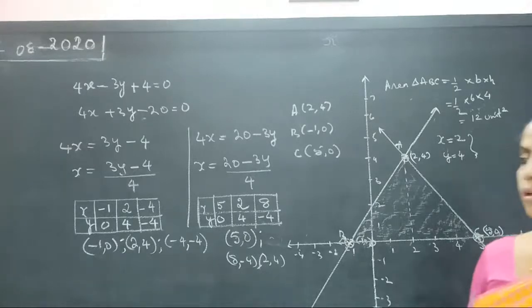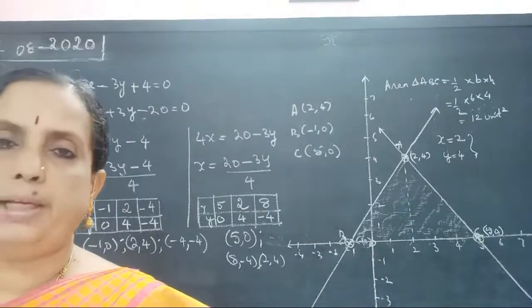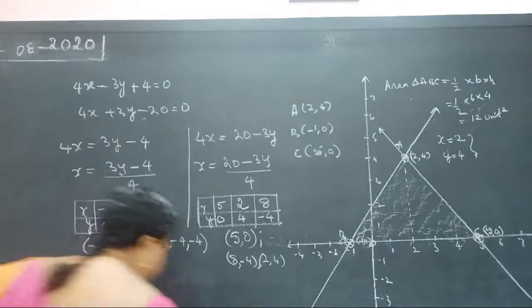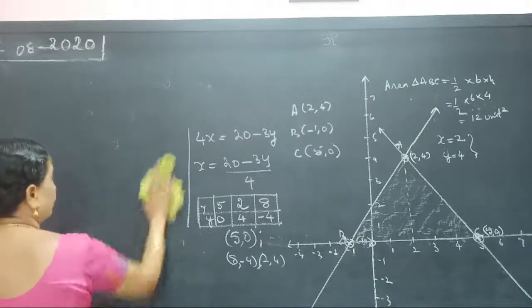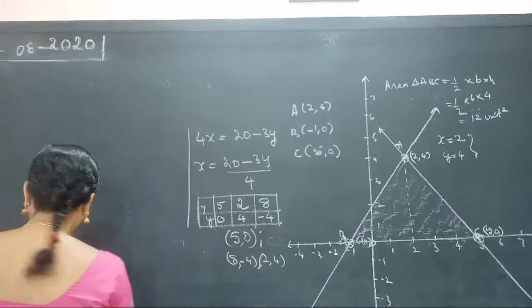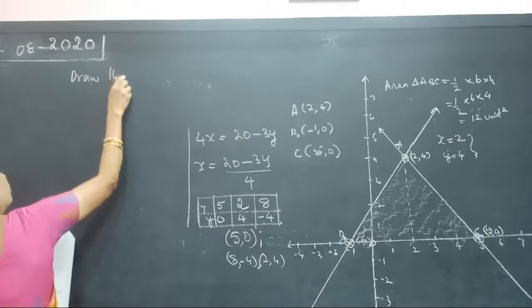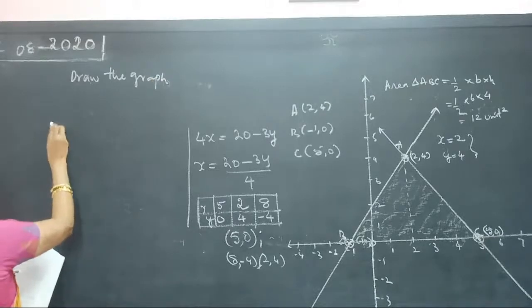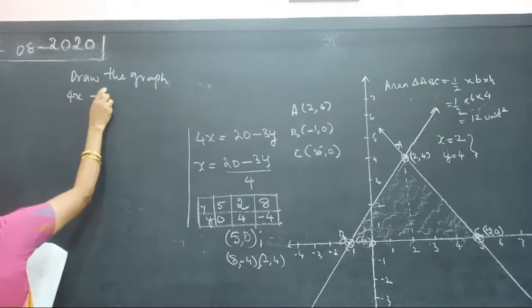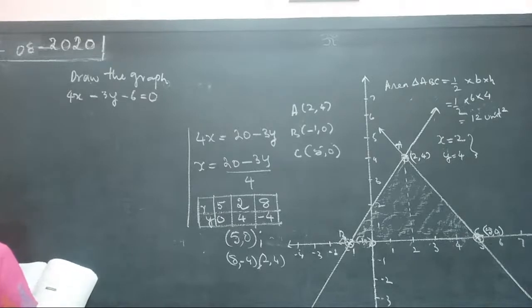Yes, I'll move on to the next question. Draw the graphs of the following pairs of linear equations. Take the equations. Draw the graph of the equation given: 4x minus 3y minus 6 equal to 0.